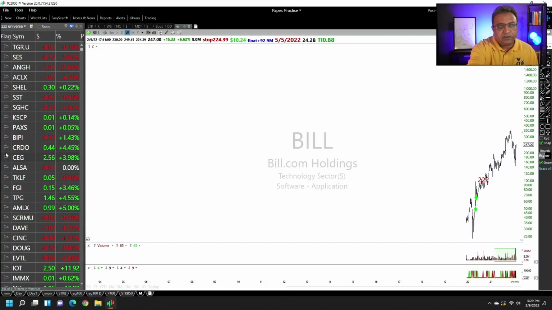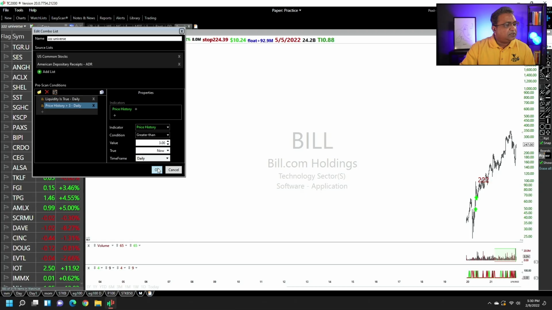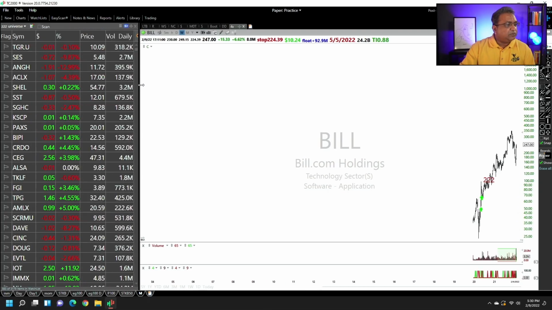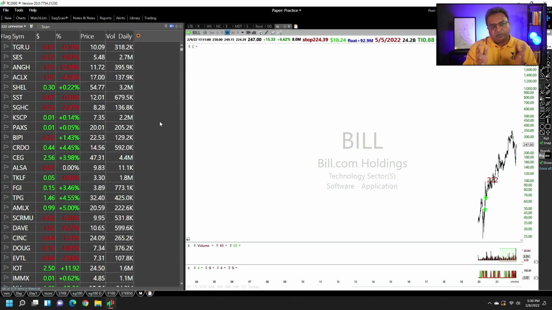And when I go to TeleChart, you will see that I have this particular scan which I created: US common stocks, American depository receipts. Liquidity is 100,000 for this, and price is about $3. So you can select any price point which you like, right? In order to have a 6-month momentum, 6 months is approximately 126 trading days, since a year is 252 trading days.